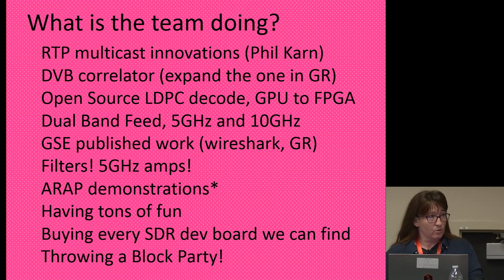We need a correlator for DVB, and so we've been working on that. At first, we thought we would need to do our own special DVB-S2 correlator and have it as a block in GNU Radio. What we now think is that we need to take the correlator estimator block and rig it up so it can be used for our project as well. As I said, the open source LDPC decode is the tricky part.